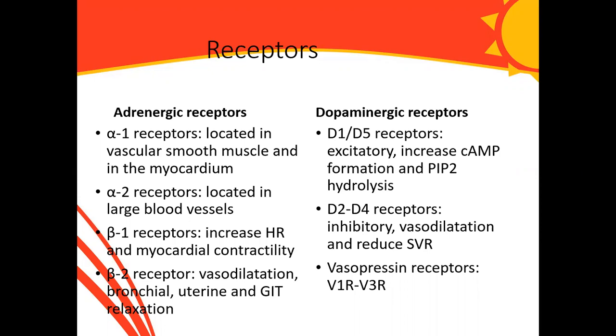We have dopaminergic receptors, D1 to D5. Stimulation of D1 and D5 receptors leads to excitatory effects, which increase cyclic AMP formation and PIP2 hydrolysis. The D2 to D4 dopaminergic receptors are inhibitory in nature and cause vasodilatation, thereby reducing systemic vascular resistance. The third group are the vasopressin receptors, V1R to V3R, and the drugs that act on them, especially the vasopressin group.